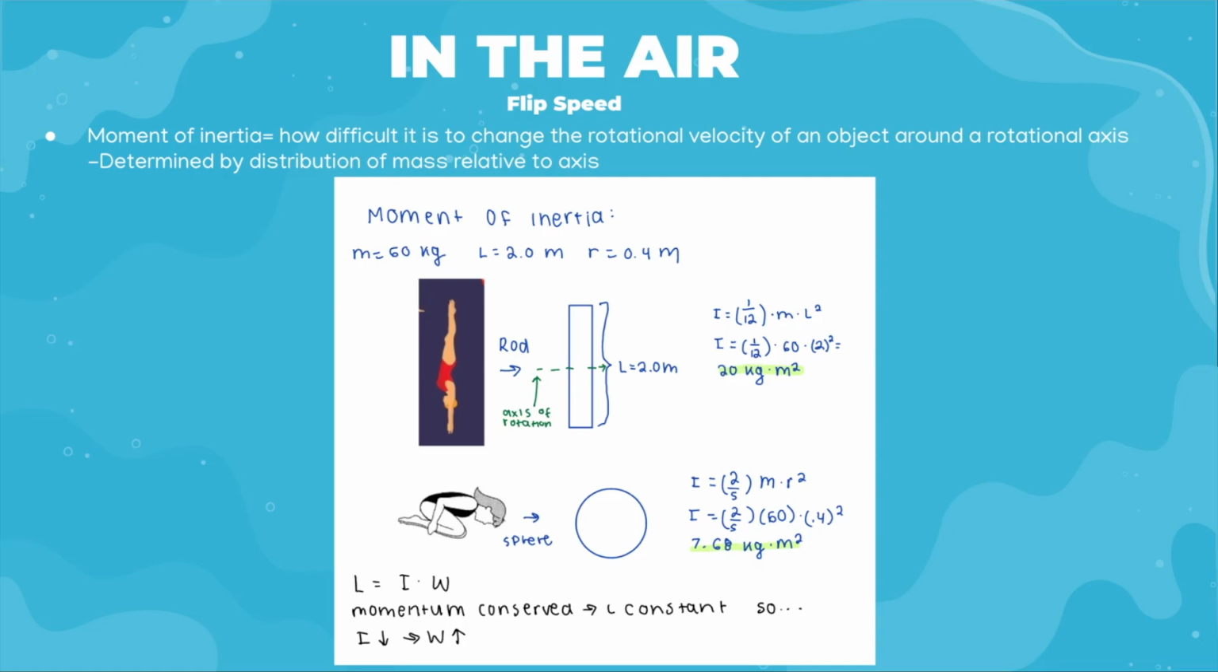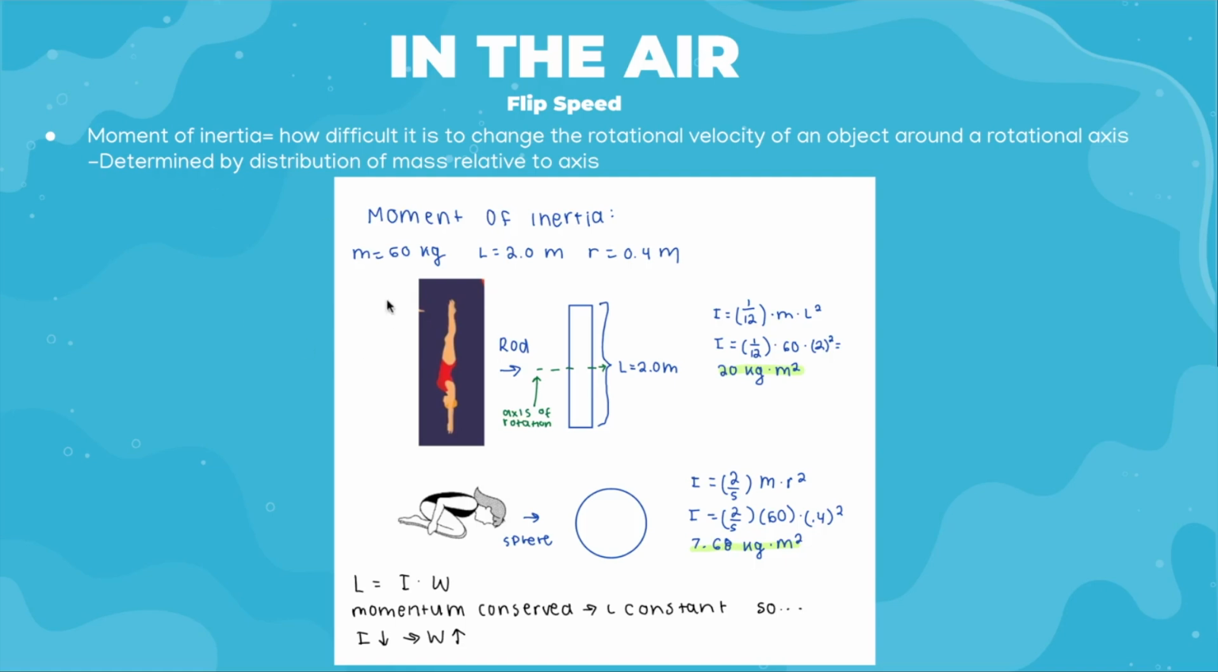So once a diver's in the air, it's really important that the diver is tucked and squeezing when they're trying to rotate as fast as possible. But when the diver wants to go into the water and minimize splash, go in at a lower velocity, they want to have the straight, extended as much as possible body position. And this is due to moment of inertia, which is how difficult it is to change the rotational velocity of an object about a rotational axis, which is determined by the distribution of mass relative to that axis.